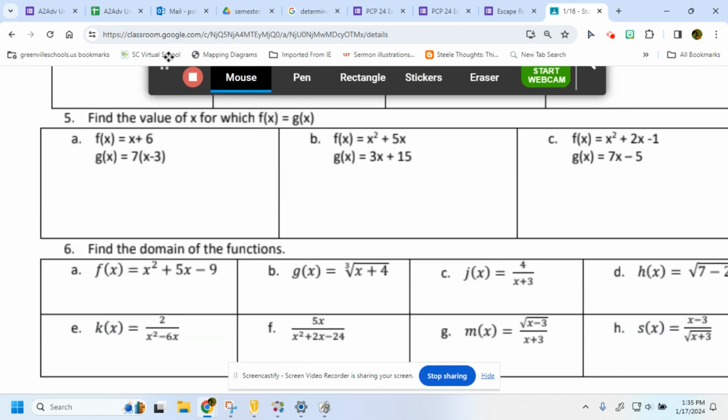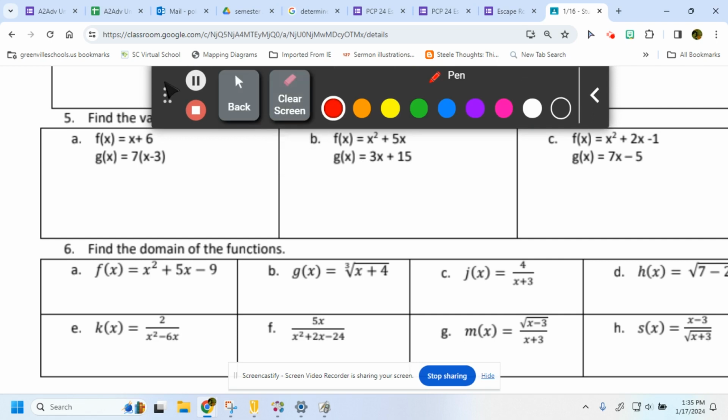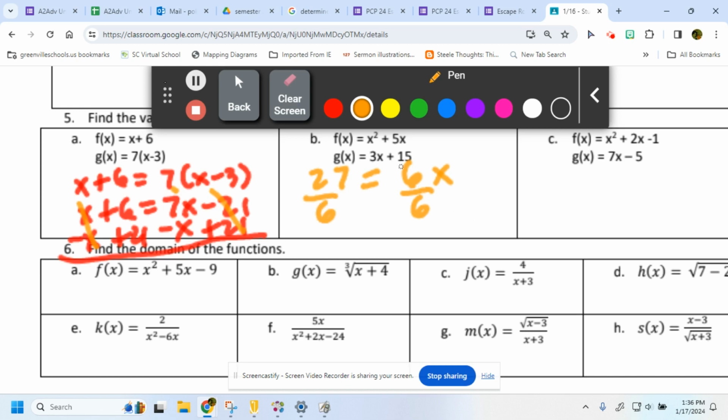Find the value of x for which f of x and g of x are equal. So they've got to be equal. So x plus 6 is equal to 7(x minus 3). Distribute the 7 there. That will give you 7x minus 21. Solve for x by subtracting x here and adding 21 on the other side. That will give us 27 is equal to 6x. Divide by 6, divide by 6. That will give us 27 over 6, which both are divisible by 3. So 9 over 2, right?